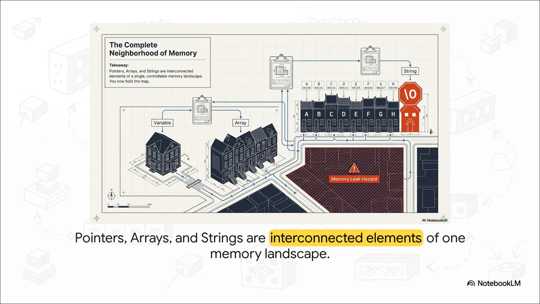And there it is, the whole thing. This is the complete neighborhood of memory. And as you can see now, it's not just a random collection of separate topics, is it? Variables, arrays, strings, and the pointers that navigate between them, they're all interconnected pieces of one single controllable landscape. You're not just a tourist here anymore, you get the layout. You now hold the map.